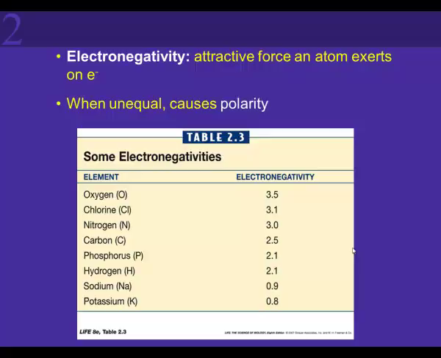We just saw an example of that. This is a table from your textbook, and it shows you some electronegativities of various elements, from oxygen to potassium. The higher the number, the stronger the attractive force that particular nucleus exerts on an electron. I encourage you to go back and look at the periodic table and see if you can make sense, for example, of why the electronegativity of oxygen is so much higher than that of, say, hydrogen.